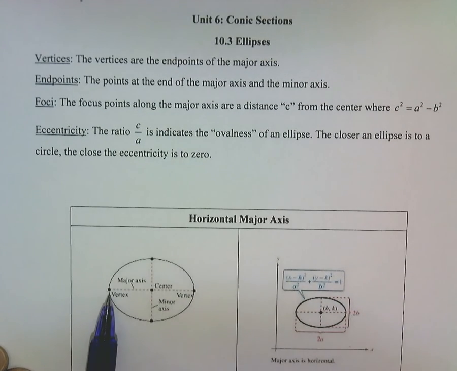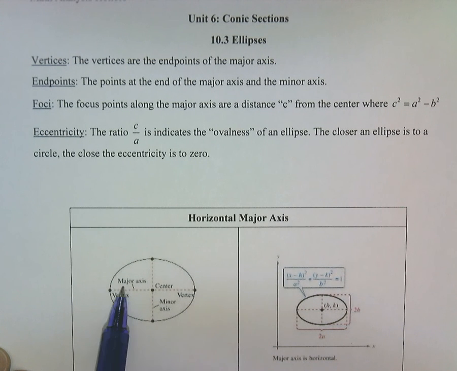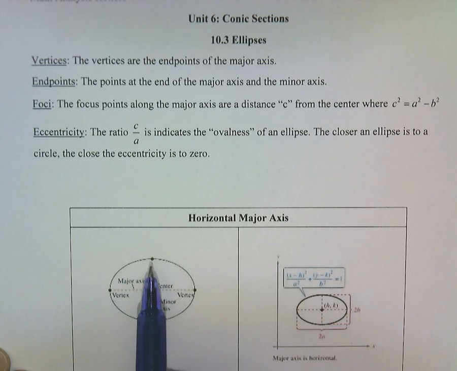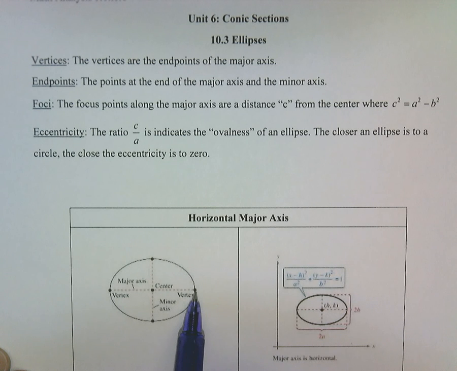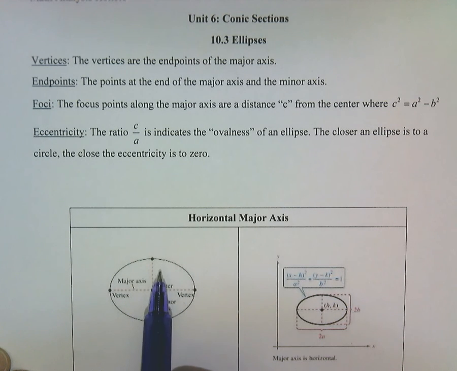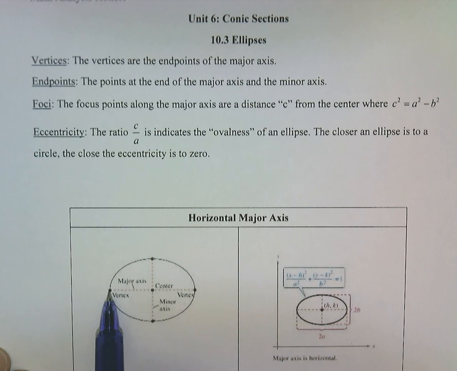So in this case, this is my major axis. It looks like a football laying down. So this is larger than this one, which is the minor axis. So a vertex is here and here. The endpoints are just the generic terms. The minor axis, this is an endpoint, this is an endpoint, this is an endpoint, this is an endpoint.